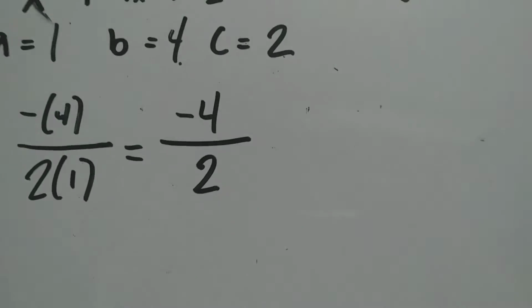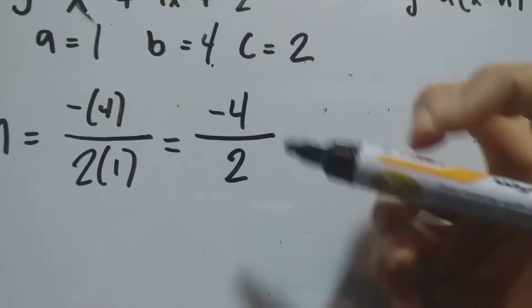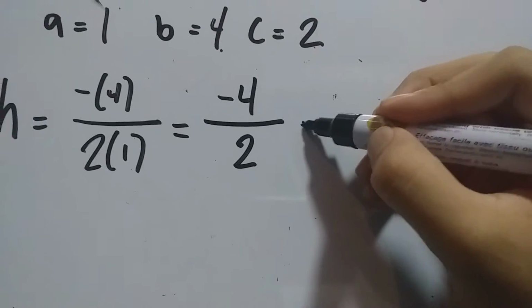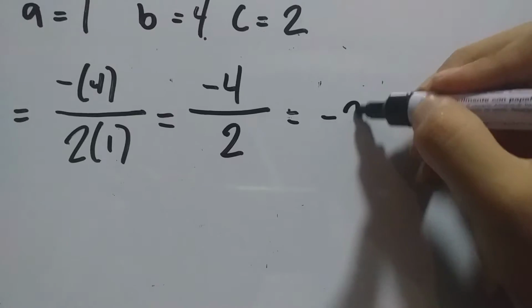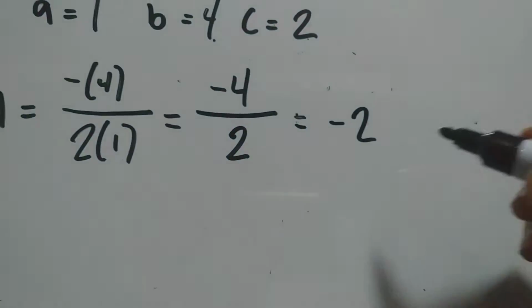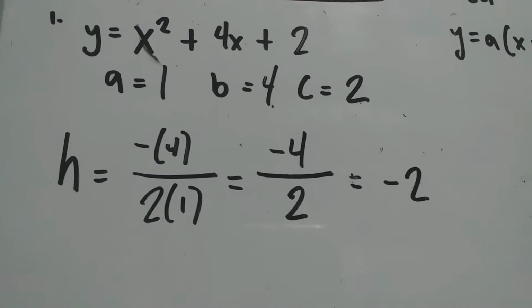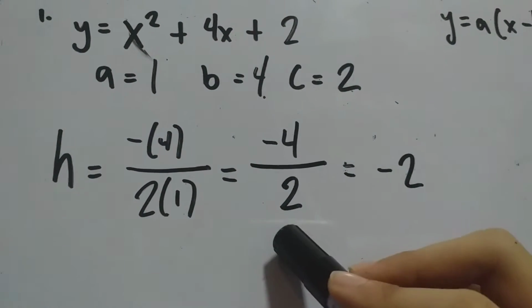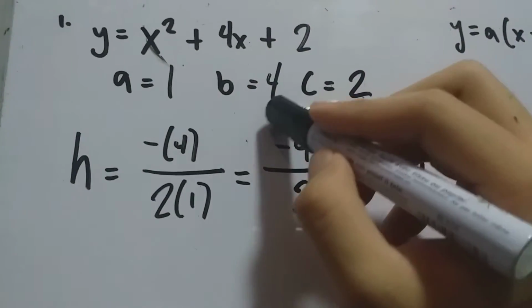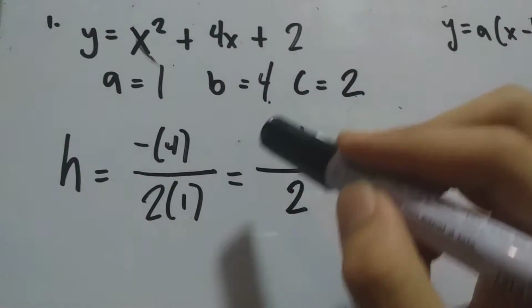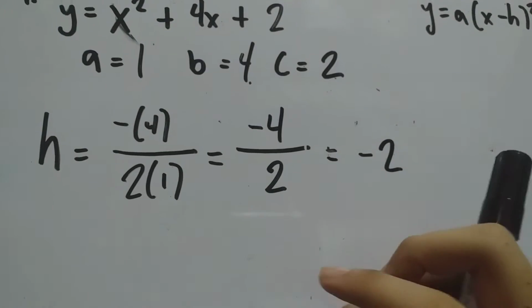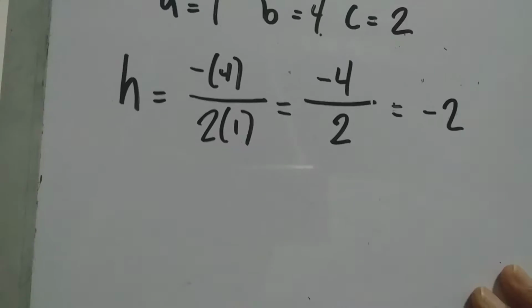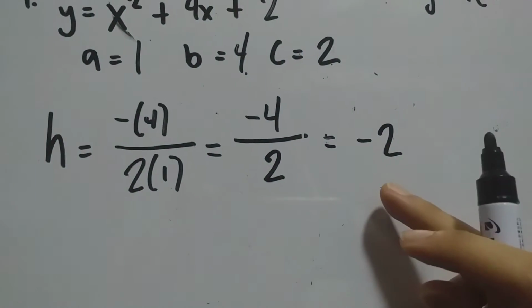Now after that, you simplify this fraction. If this is divisible, then you divide it. Negative 4 divided by 2 becomes negative 2, because a negative divided by a positive is a negative. Please note that it is possible that this becomes a fraction. If you cannot divide it and it's already in its simplest form, you can have the value of h as a fraction. It can happen. So now this is your value of h, which is negative 2.